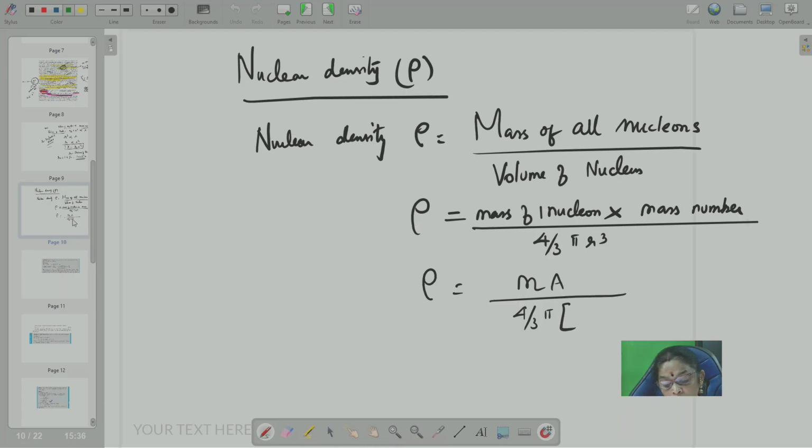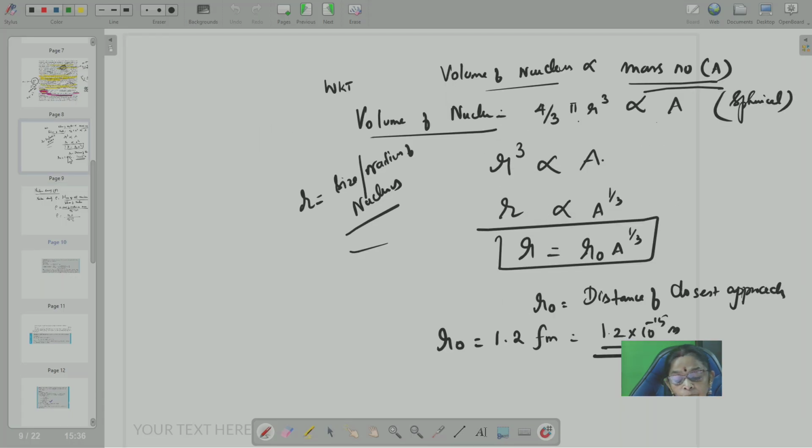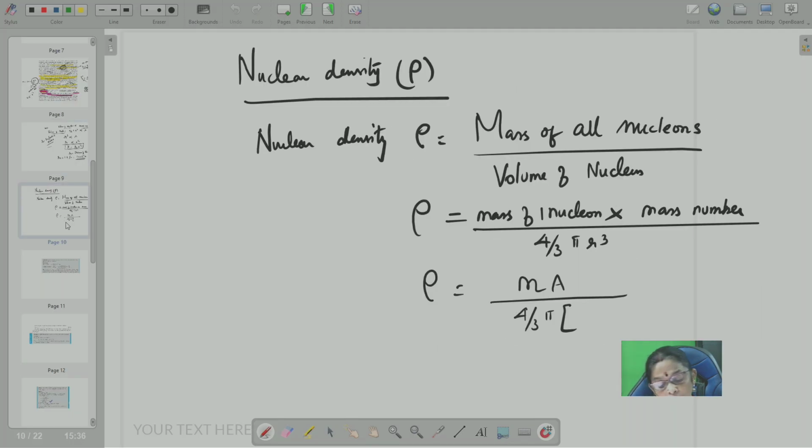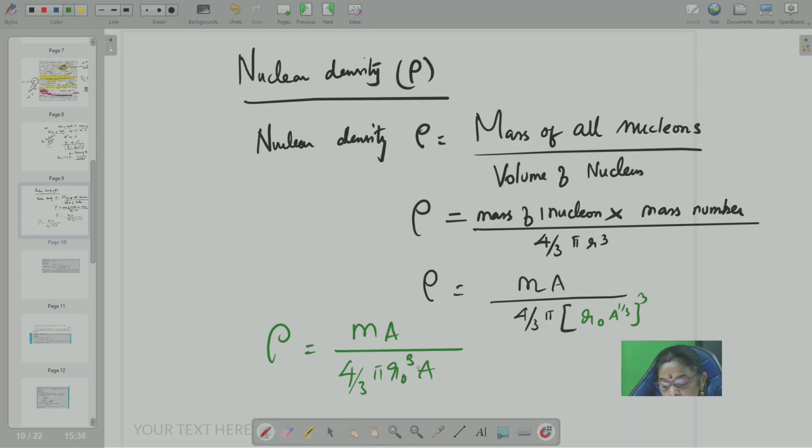Previously you wrote R here. What is r cube we wrote here? R is equal to r naught A power 1 by 3. Same thing I am writing. So (r naught A power 1 by 3) whole cube. So what will happen now? Therefore rho will be equal to M A divided by 4 by 3 pi into r naught cube into A. So A gets cancelled. That is all. Everything is going to be constant: M by 4 by 3 pi into r naught cube.